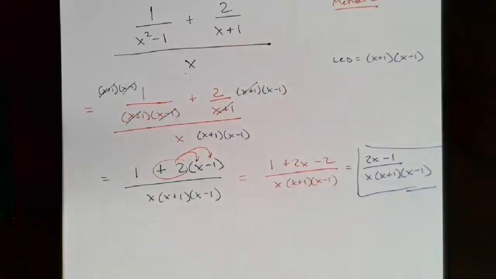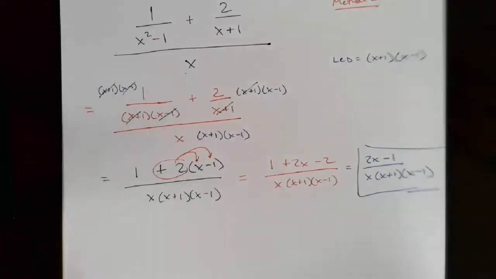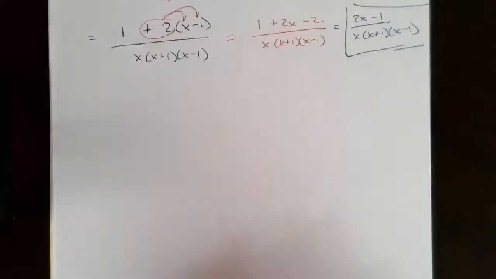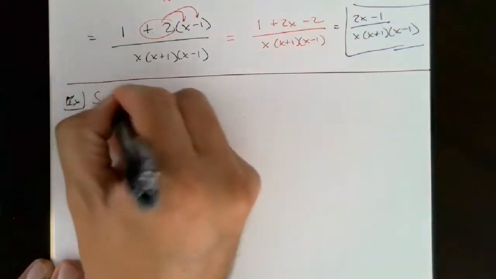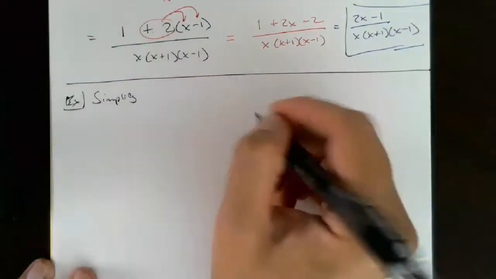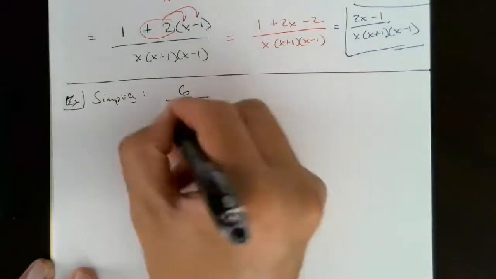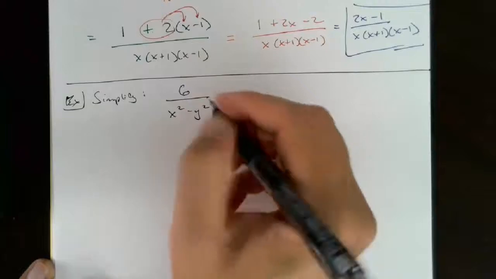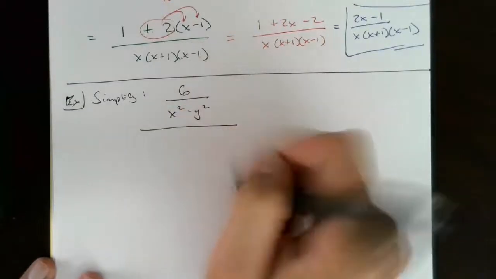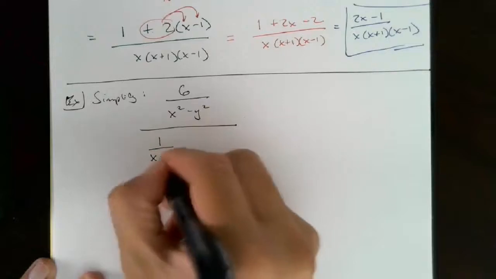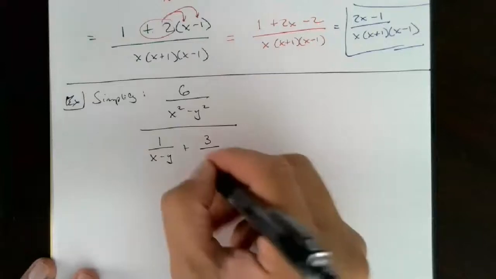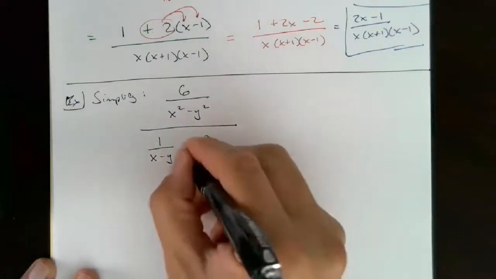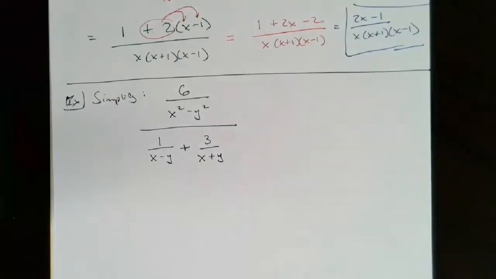Why don't we take a look at another one? Now you may want to pause the video after I write this and try it on your own. If I was to say simplify, we'll look at 6 over x squared minus y squared, over 1 over x minus y plus 3 over x plus y. Okay, so I'd pause this and try it out on your own.